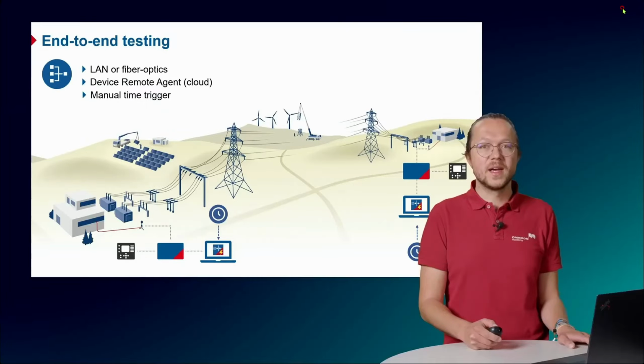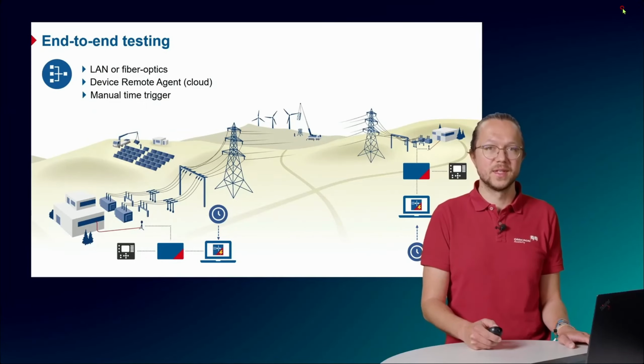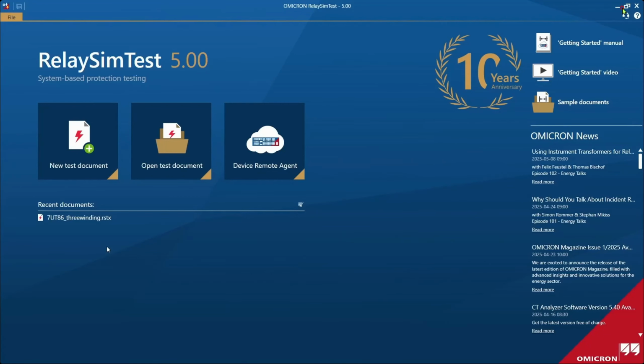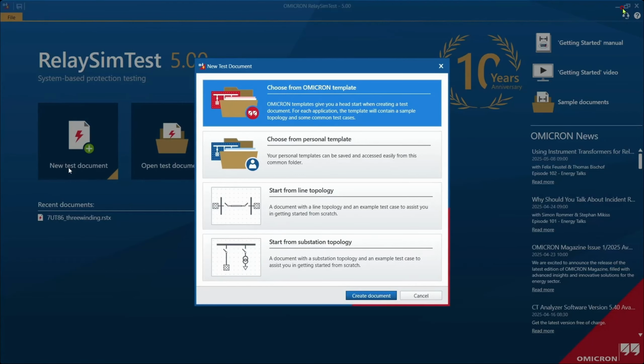Let's finally have a look at RelaySimTest itself. When you want to test with RelaySimTest, you may start with a new test document. Unlike Test Universe, you will not start from a completely blank document. You may either start from a line topology or from a substation topology, or you can choose from our Omicron template.